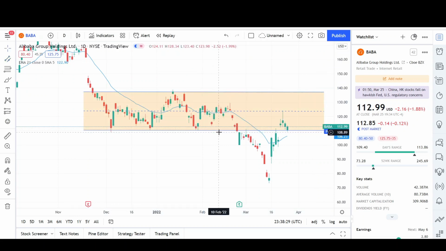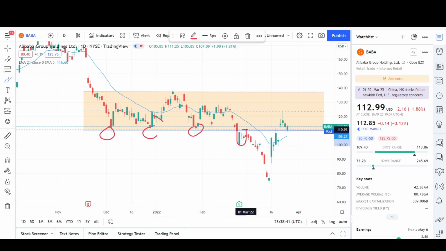So we were defending the 110 level previously before. We got a bounce right here. We got another bounce right here. We got another bounce right here before prices broke down below, and then we came back up to find resistance, and then we sold off very harshly.